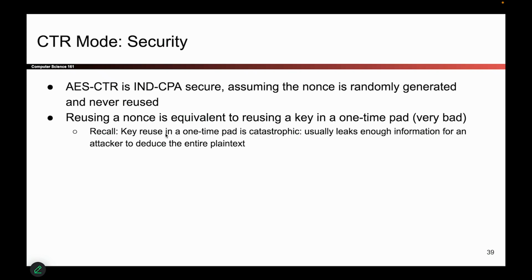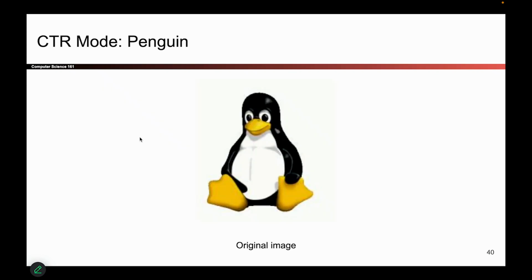So with CBC mode, if you mess up, the attacker can learn if the first few blocks are the same. In CTR mode, if you mess up, you've basically just done 2-time pad, and the attacker can learn the XOR of the 2 messages, which is really bad. So we don't want to reuse nonces, and if you do, well, bad things will happen. So don't do that.